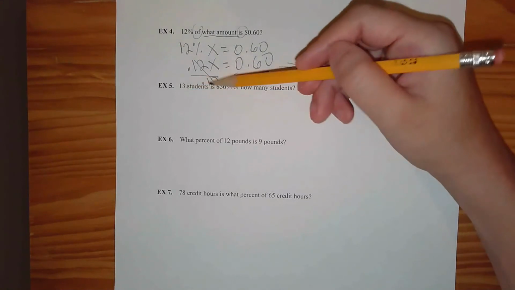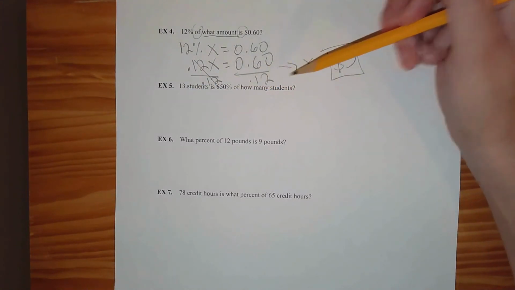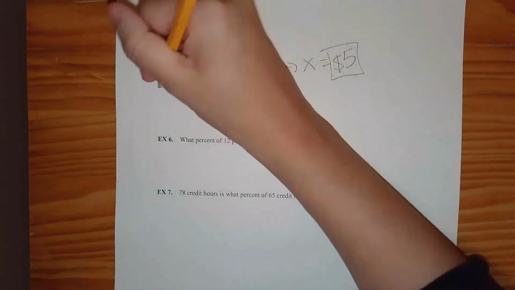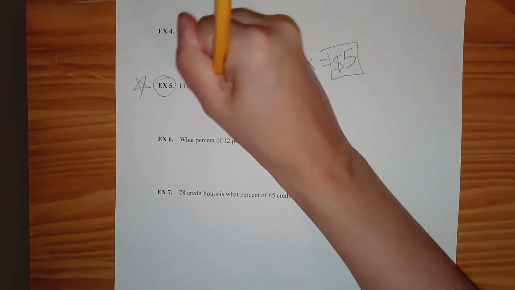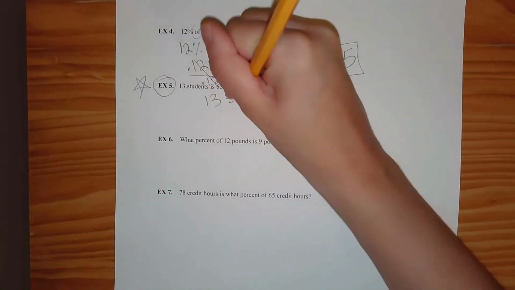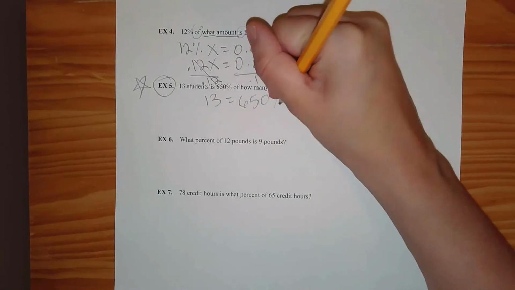13 students is 650% of how many students? I'm going to give you guys a minute. I want to see if you can write the equation for this one. So pause your video, see if you can write the equation for it. And I'll show you the equation in 3, 2, 1. The equation should look like 13 equals 650% times x.